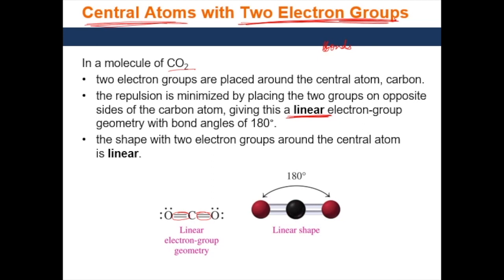It would look like a linear shape. The bond angle, meaning the angle between two bonds, is going to be 180 degrees, because these two groups are going to be the farthest apart from each other when they form a straight line. This is called a linear shape of the molecule, or linear geometry.